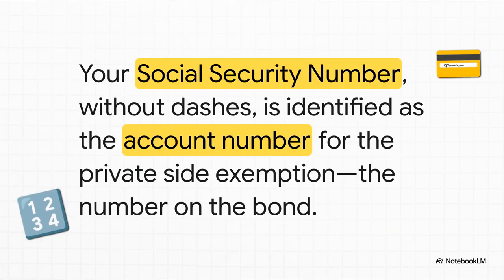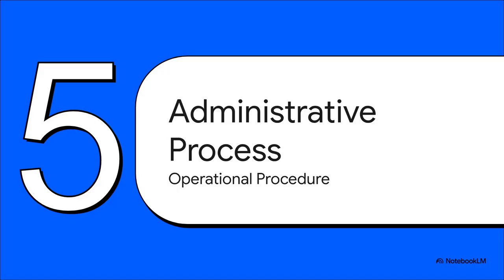And this is the critical connection point back to you, personally. Your social security number, when you remove the dashes, is claimed to be the account number for this bond. The idea is that it's more than just an ID number. It's the actual key to accessing the credit that the government supposedly owes you. Okay, so we've laid out the core components of the theory: a commercial system, the roles of debtor and creditor, and the straw man interface. But how do you actually apply this knowledge? That brings us to the operational procedure, what's known as the administrative process.